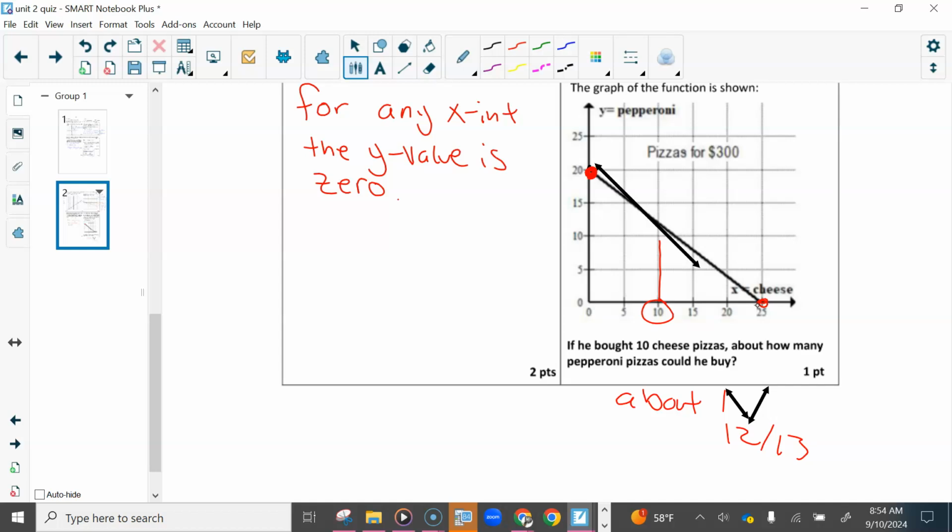x-intercept, if they bought 25 cheese pizzas, how many pepperoni pizzas could they buy? 0. So that's thinking about the x-intercept in the context of the problem. Questions on that?